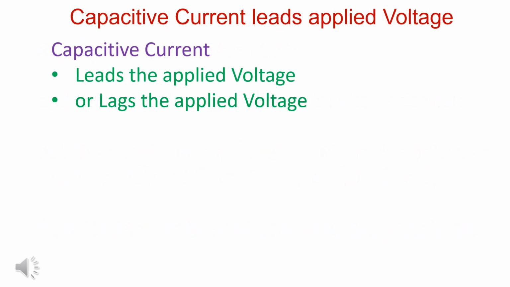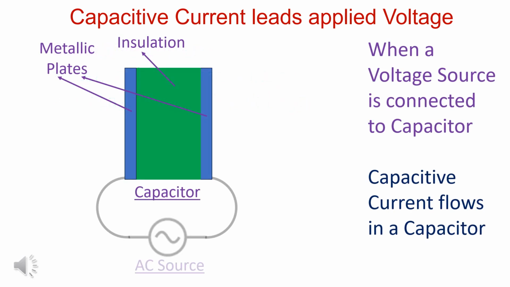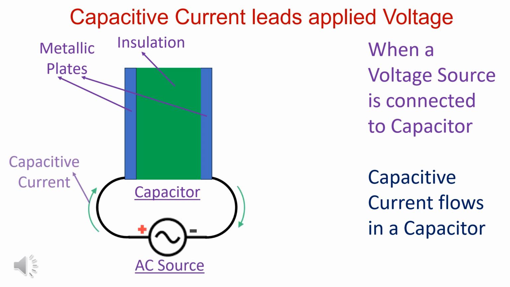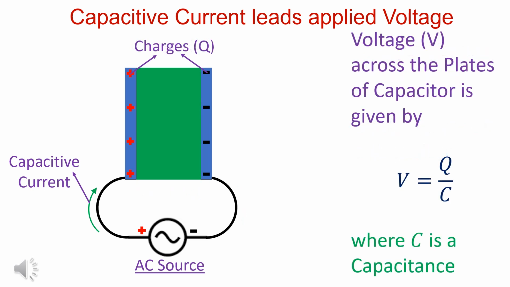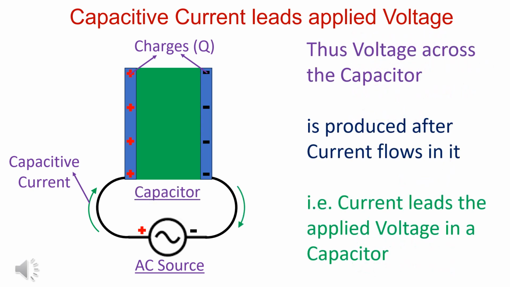Capacitive current leads or lags applied voltage? Voltage source produces capacitive current in the capacitor. Charges Q are accumulated on the metallic plates of a capacitor. Voltage V is equal to Q by C, where Q is charge and C is capacitance. Thus, voltage is produced after current flows in a capacitor. That is, current leads voltage in a capacitor.